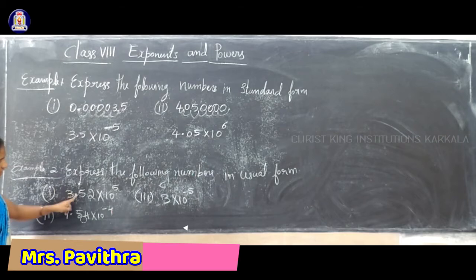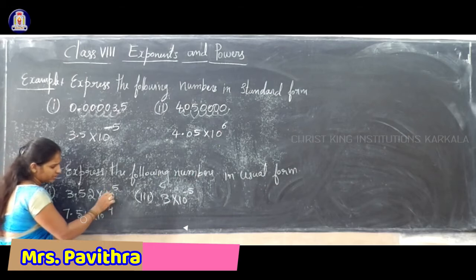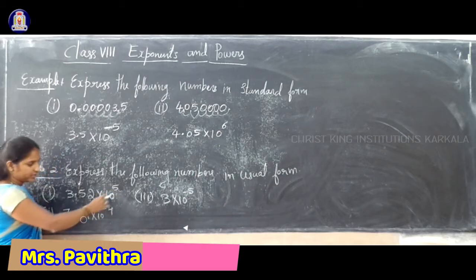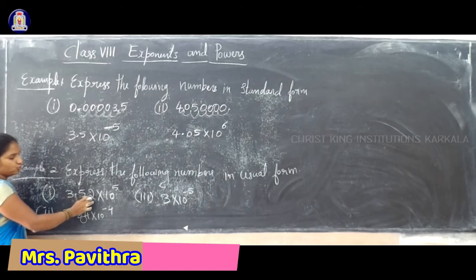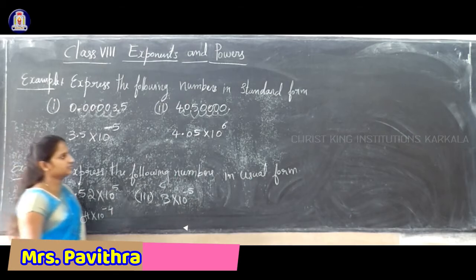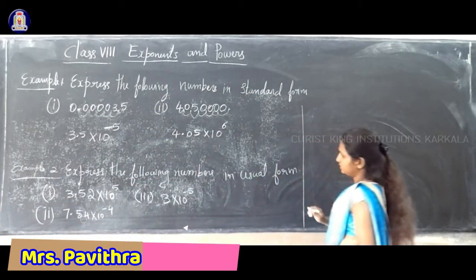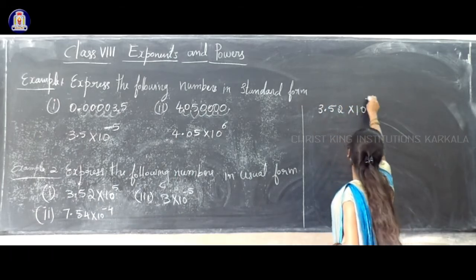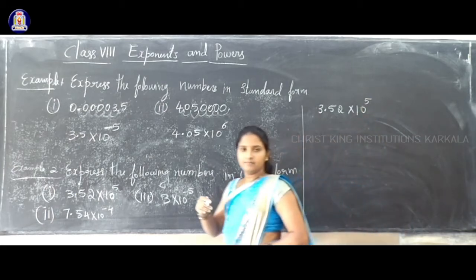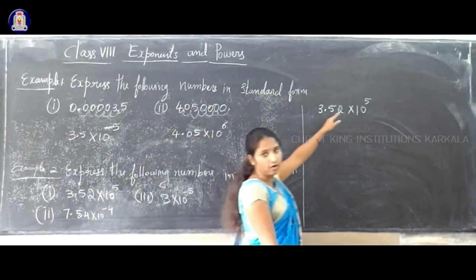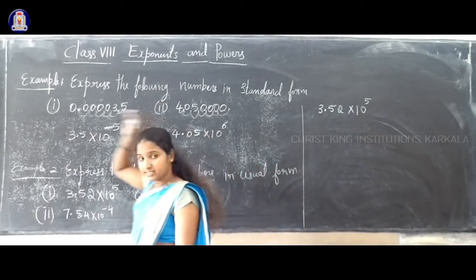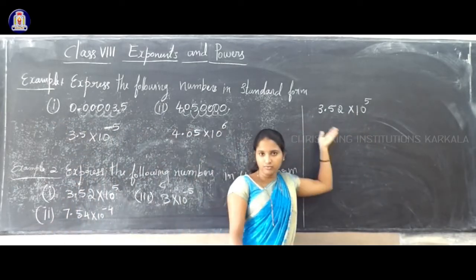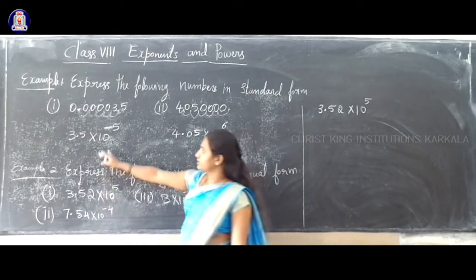The question is 3.52 into 10 power 5. The question is given in exponential form, 10 raised to 5. 3.52 into 10 power plus 5. Here it is given in the standard form, and you have to write the usual form. Clear?